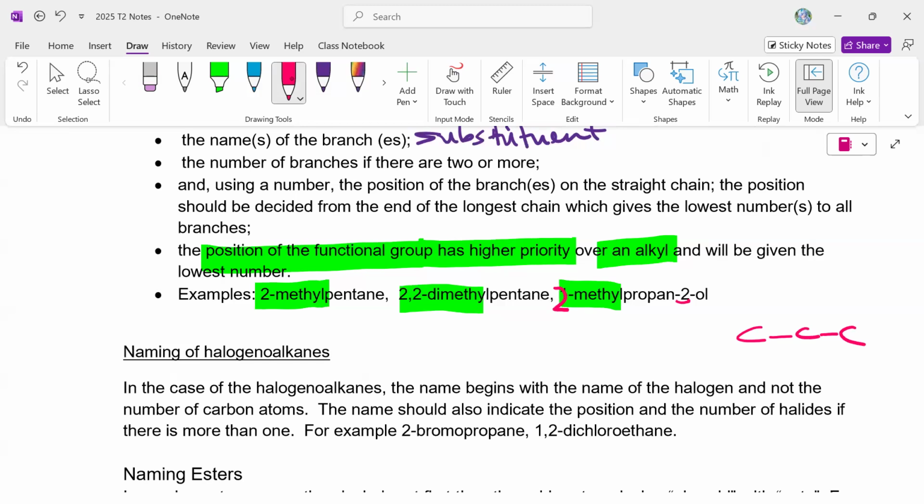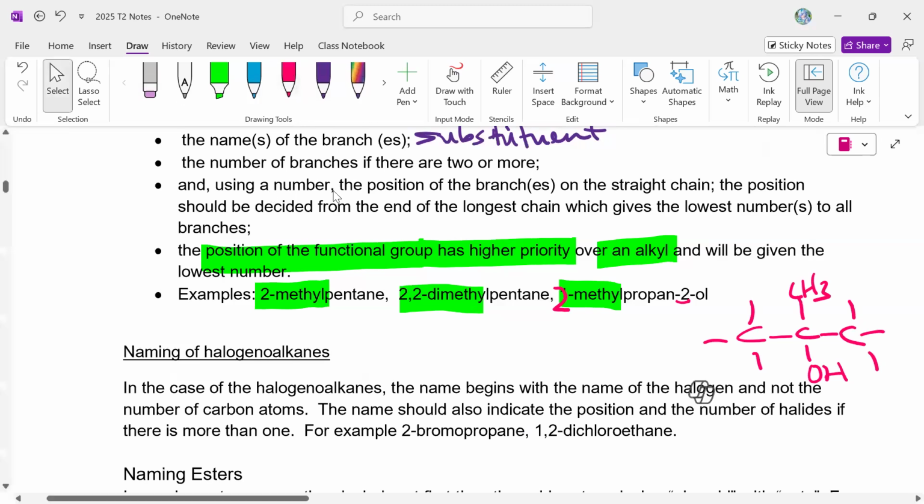Okay, I think there's something wrong. This should be 2-methylpropan-2-ol. There's no 1-methylpropan-2-ol in the world, I think. So it'll be something like this. Okay, 2-methylpropan-2-ol. Can you update this?